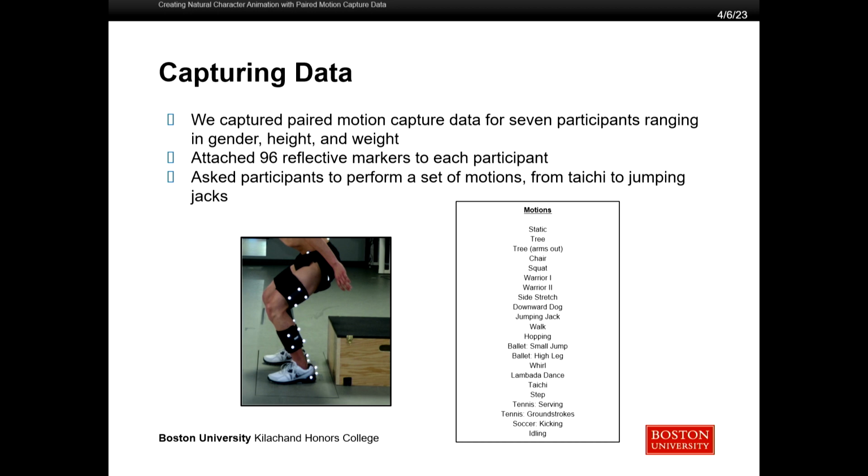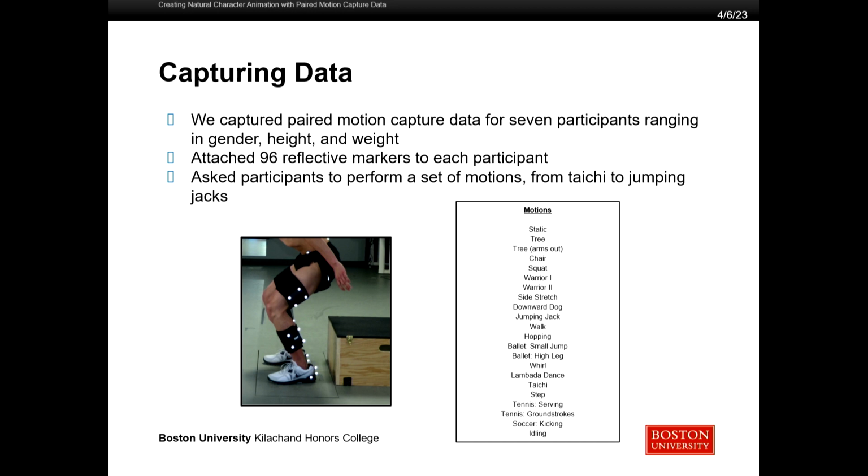So for capturing the data, we captured data for 7 participants. We had each of them perform 22 motions. We tried to capture a range of participants that differed in gender, height, and weight, just because one of the aims of this project was also to be able to capture how different body types move. So we really wanted to be mindful of that. And it was a laborious process.